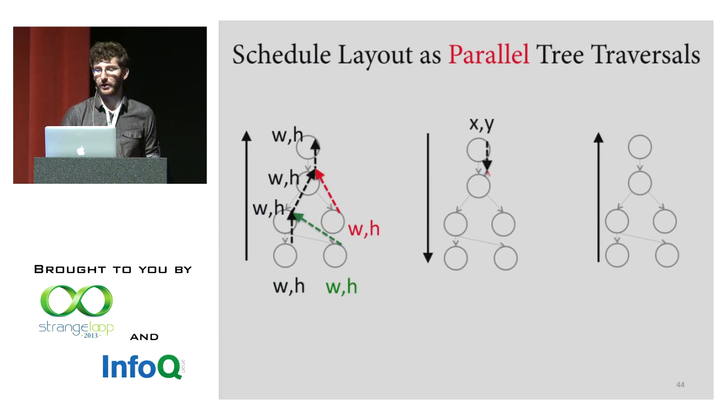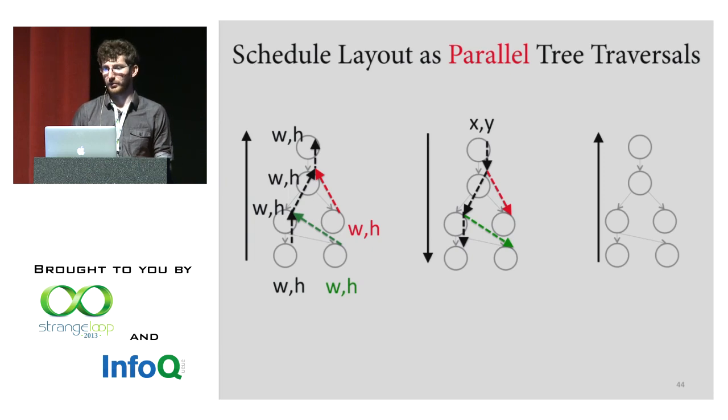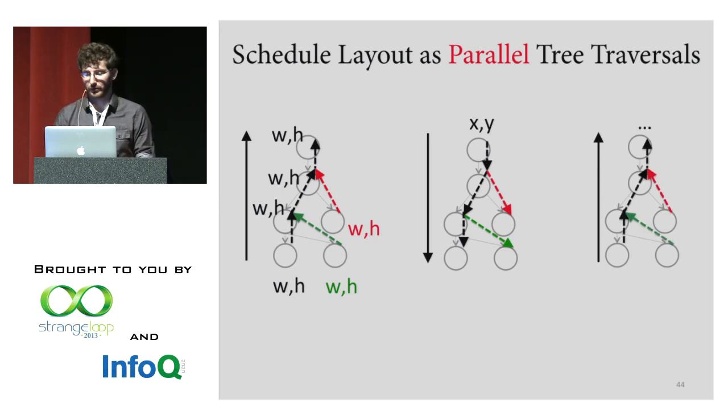Then once we have all the widths and heights, we can compute all of the x and y coordinates. This will be a top-down traversal over the tree. Once we know the position of one node, we can go off and compute the positions of its children. And we just recur. You can do this for however many tree traversals you want, and for different types of visualizations, you probably have different ones.